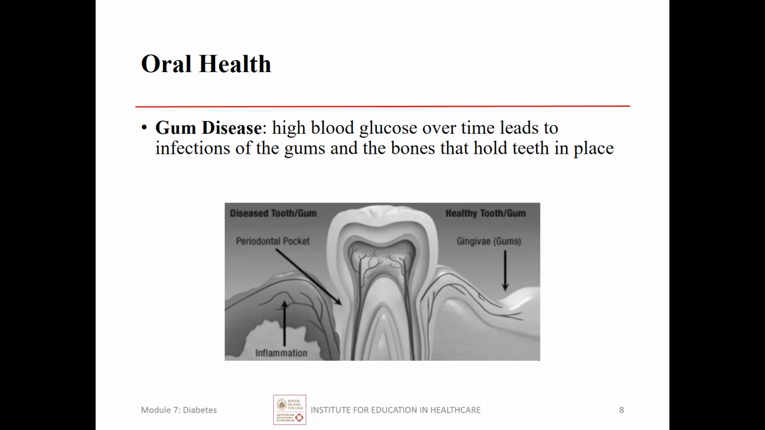A diabetic should see their dentist right away if they're having trouble chewing or any signs of dental disease, including bad breath, a bad taste in your mouth, bleeding or sore gums, red or swollen gums, or sore or loose teeth.